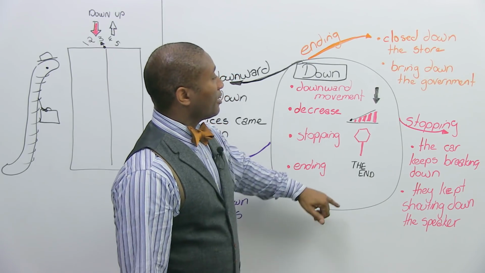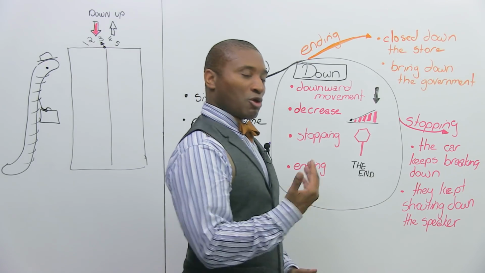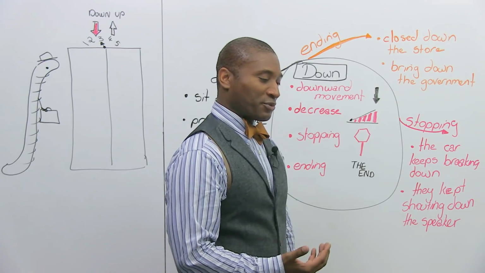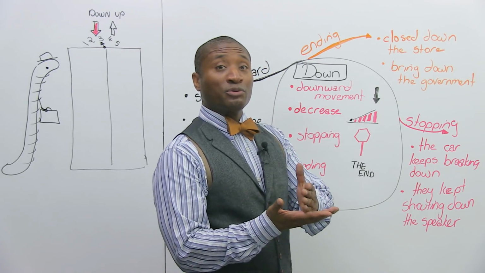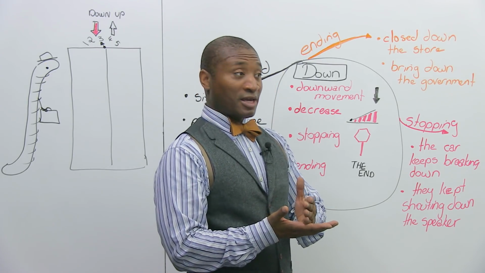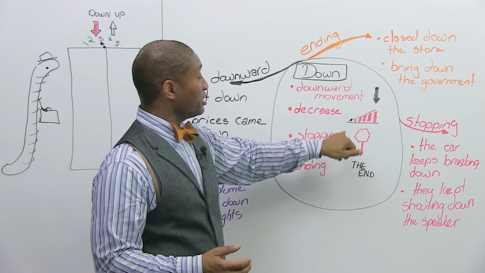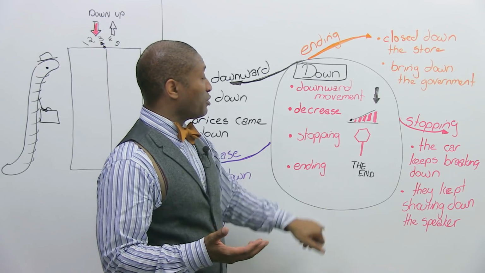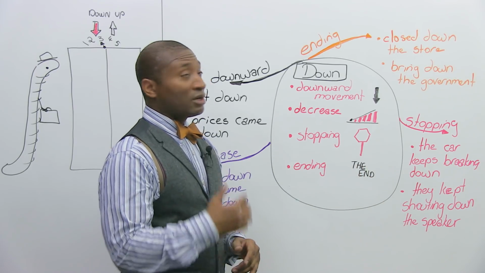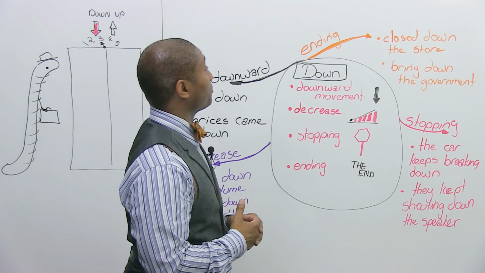Okay? Now, if you're stopped long enough and you don't move any further, we say, guess what? You've come to an end. An end, yeah, there's no more. There's no movement downward. There is a complete decrease. You've stopped for a while. So now we say you're at the end. Well, what does that mean? I'll give you an example.